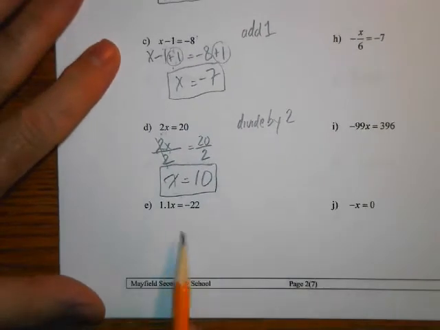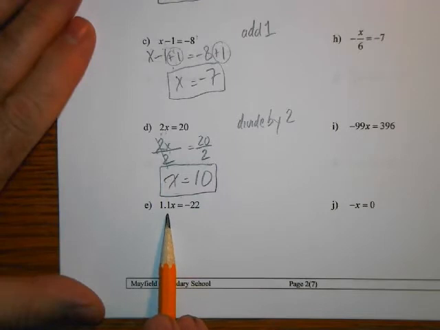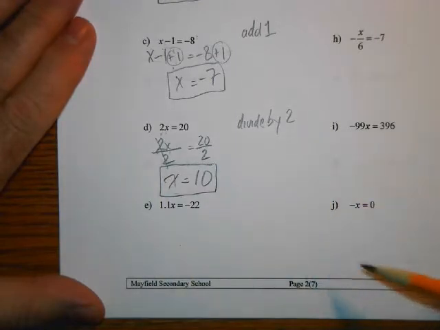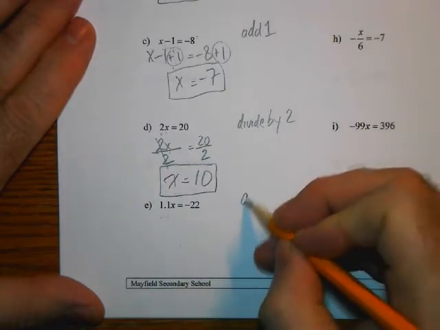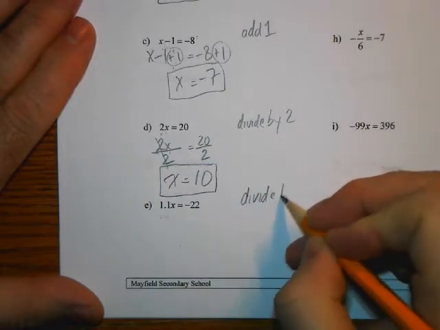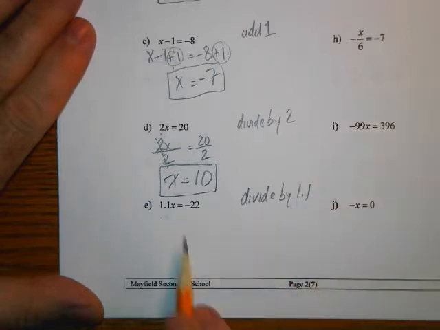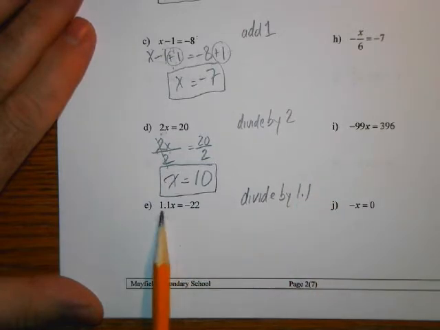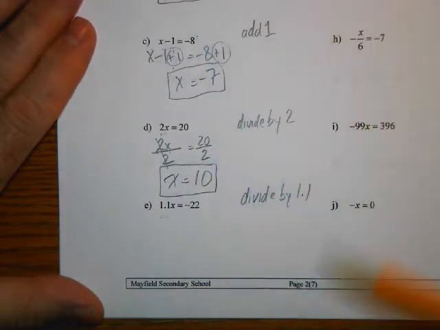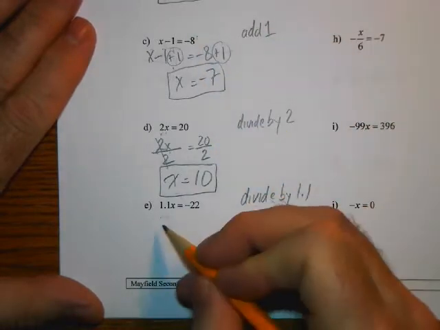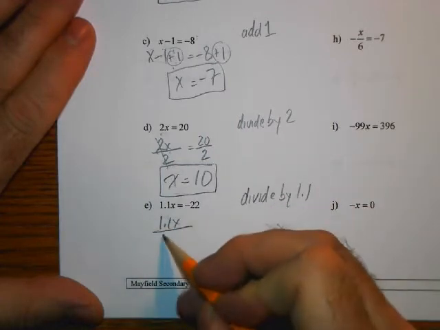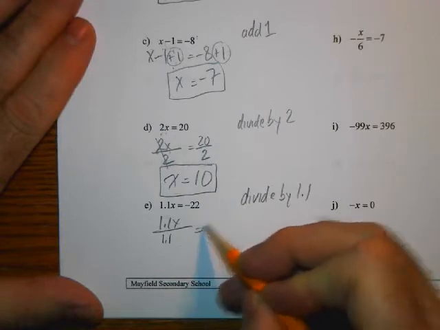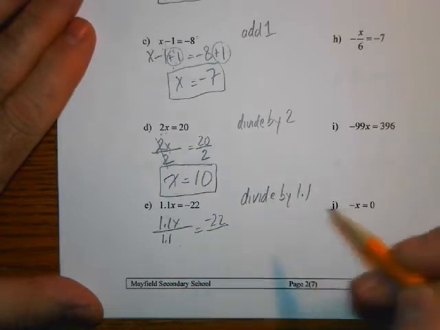Okay, this one's similar, except instead of multiplying by 2, we're multiplying by 1.1. So the opposite of multiplying by 1.1 is dividing by 1.1. You notice this time it's a decimal, and that's okay. It could be a decimal or a fraction. We've only worked with integers so far, but this time when we divide by 1.1, don't forget we've got to do it to both sides to be consistent.